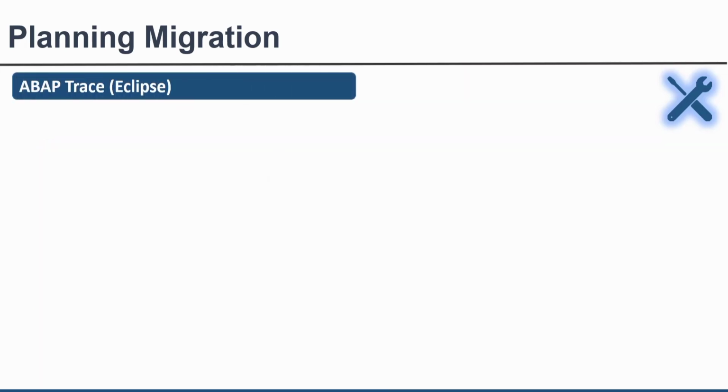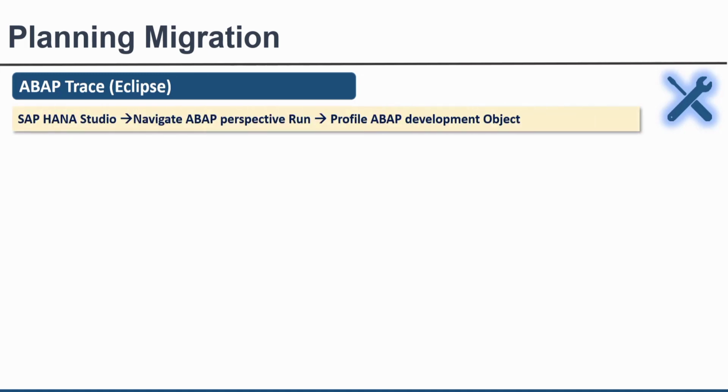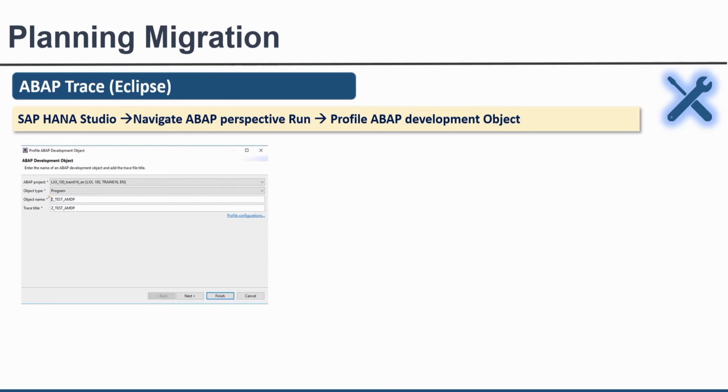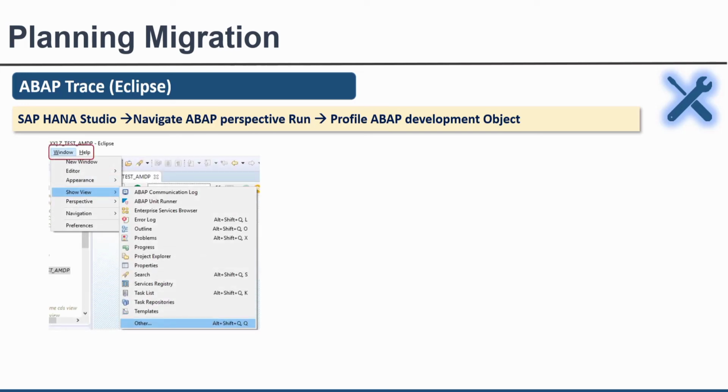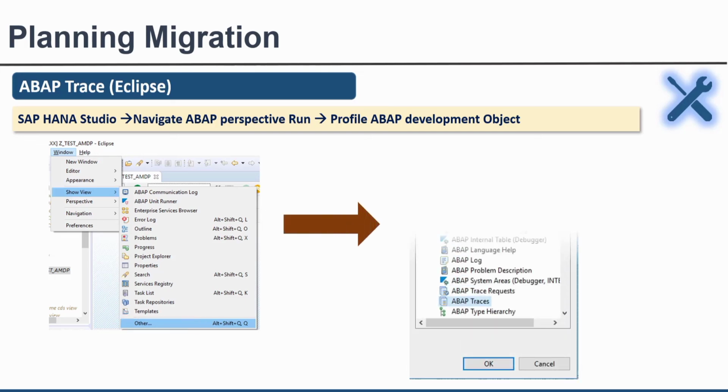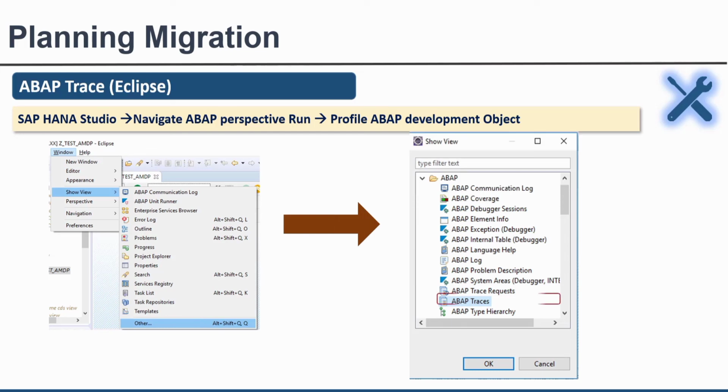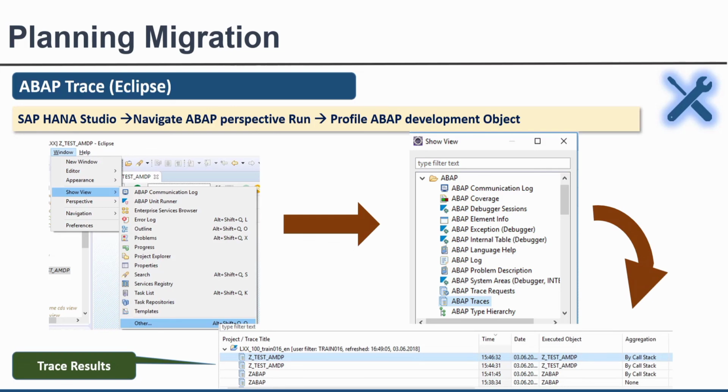ABAP trace using Eclipse. Here you can see how to trace an ABAP object using the Eclipse tool. First create the trace under the project and provide the name. Then using the menu option Window, select Show View and choose Other, which will open a pop-up, and then select ABAP Traces from the list, which will display the results like shown in the screen.